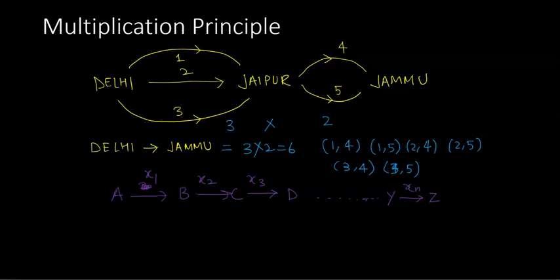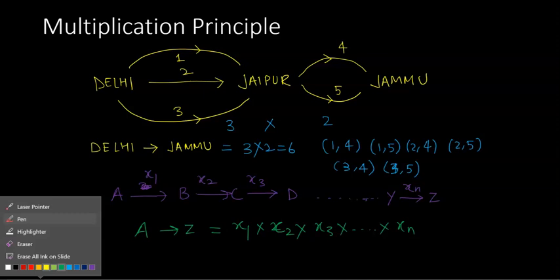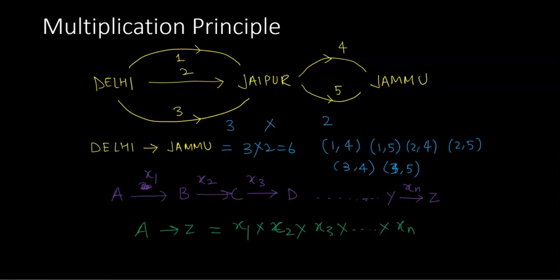If I see this entire notation, then from A to Z, if you want to finish this work, it can possibly be finished in x1 times x2 times x3, and so on up to xn possible ways. So this is the multiplication principle, whereby a bigger task can be broken down into smaller pieces of work, and then you can decide how many ways things can finish up.